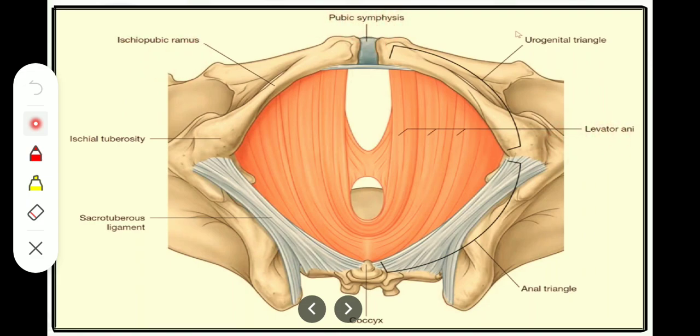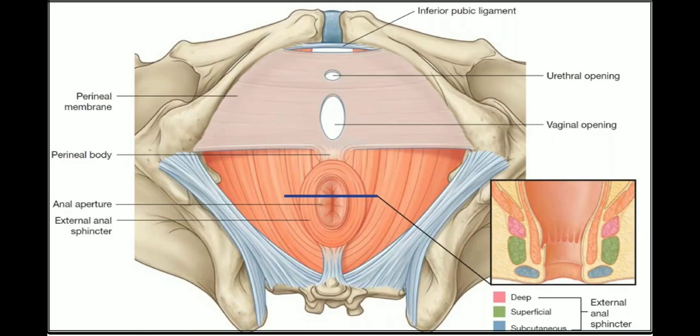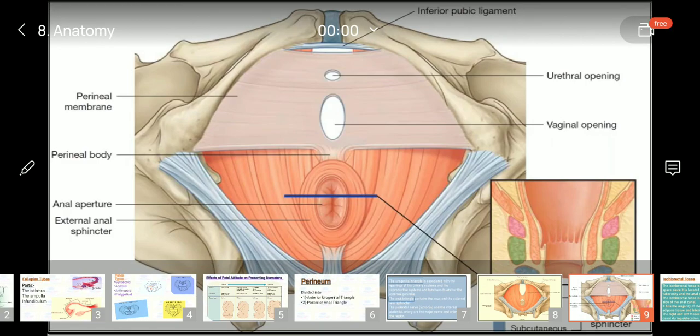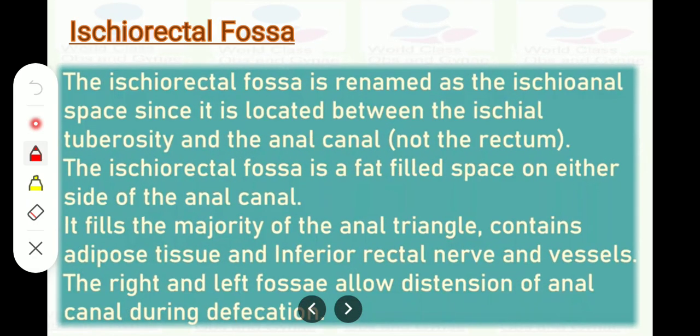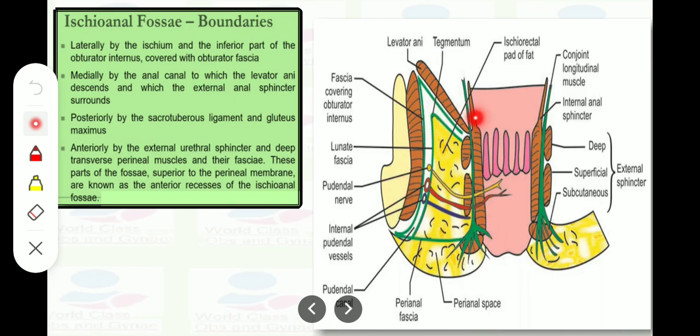Okay, so this is another figure in which we are shown the inferior pubic ligament. We are seeing from the downside, we have the urethral opening, we have vaginal opening, and then we have the external anal sphincter containing the deep, superficial and subcutaneous external anal sphincters. Okay, we may have other parts like anal aperture, external anal sphincter, and perineal body between the vaginal opening and anal opening. And then we have perineal membrane as well. Ischiorectal fossa. Okay, you can see from another slide the shape of the ischiorectal fossa.